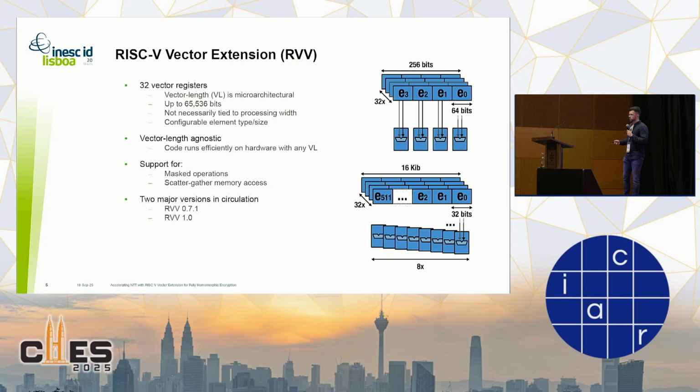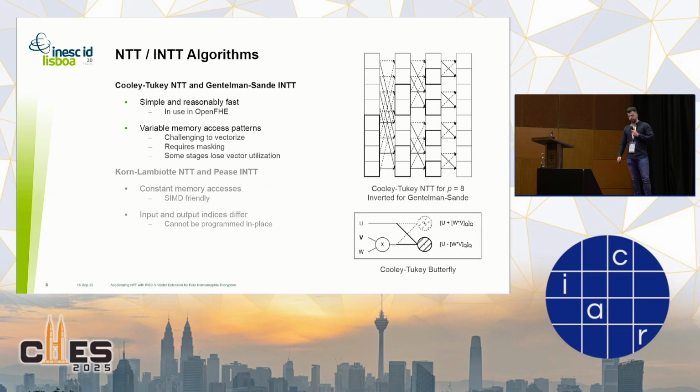So right now there's 2 major versions in circulation. There was the trial version, essentially, which was released much earlier, 0.7.1, but some hardware ended up coming out for it before the ratified 1.0 version, and now we have those 2 kinds of hardware in circulation.